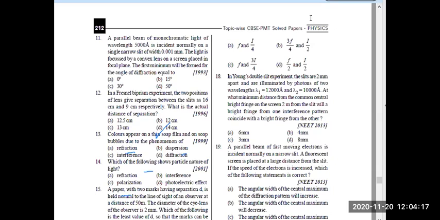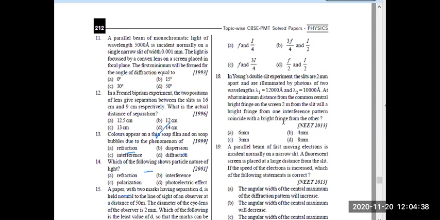Eighteenth, a YDSC slit, right? Slits are 2 mm apart, right? Lambda 1, lambda 2 given. At what minimum distance from the common central bright fringe on the screen, 2 mm distance, capital D is given, will the bright fringe of one interference pattern coincide with the bright fringe of the other?